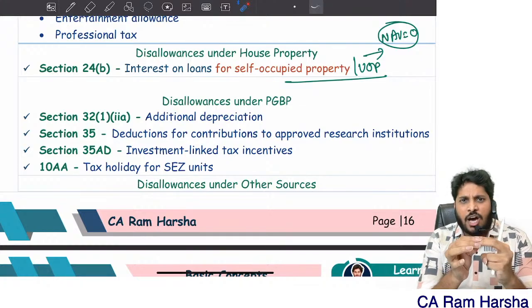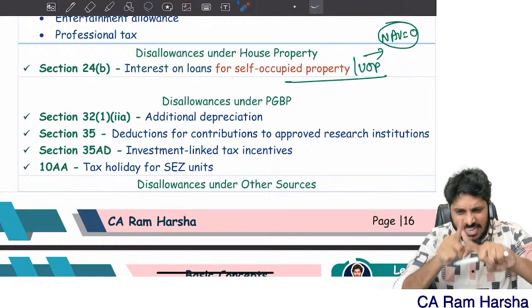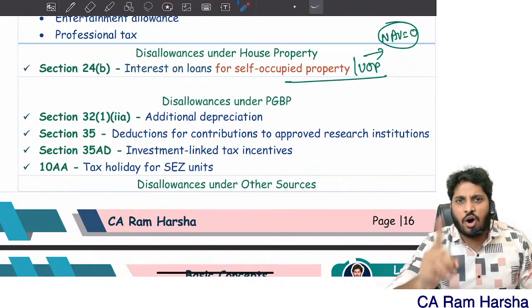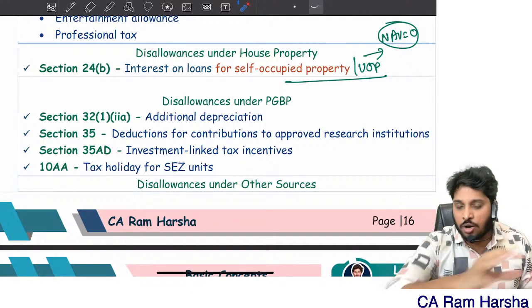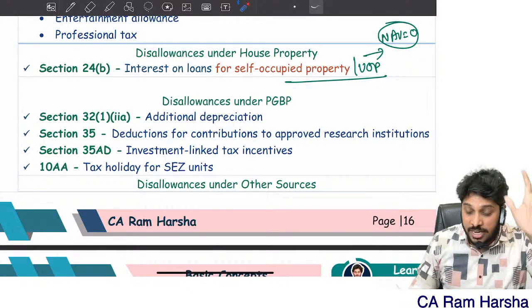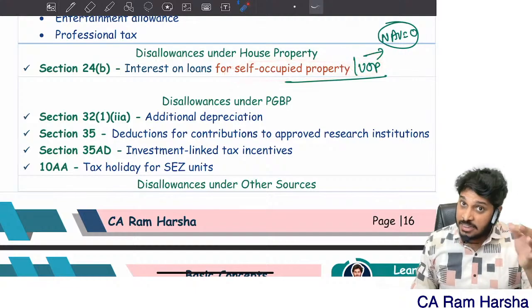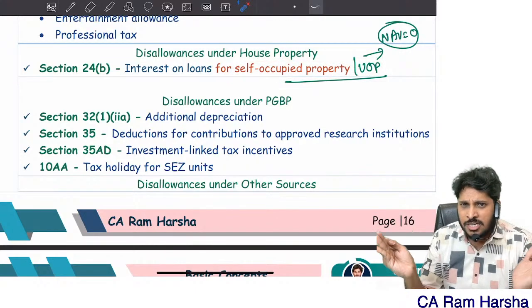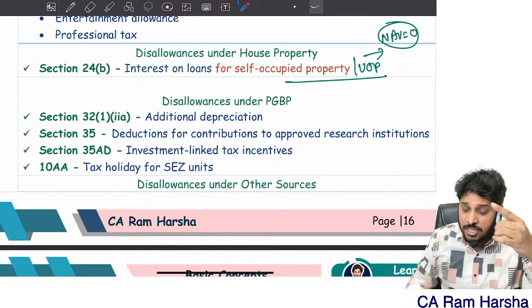Either self-occupied or unoccupied. Nothing but in the entire 12 months, not even one day should we rent it. Then only it is called SOP or UOP. That too, for how many houses can an assessee claim NAV equal to zero benefit?